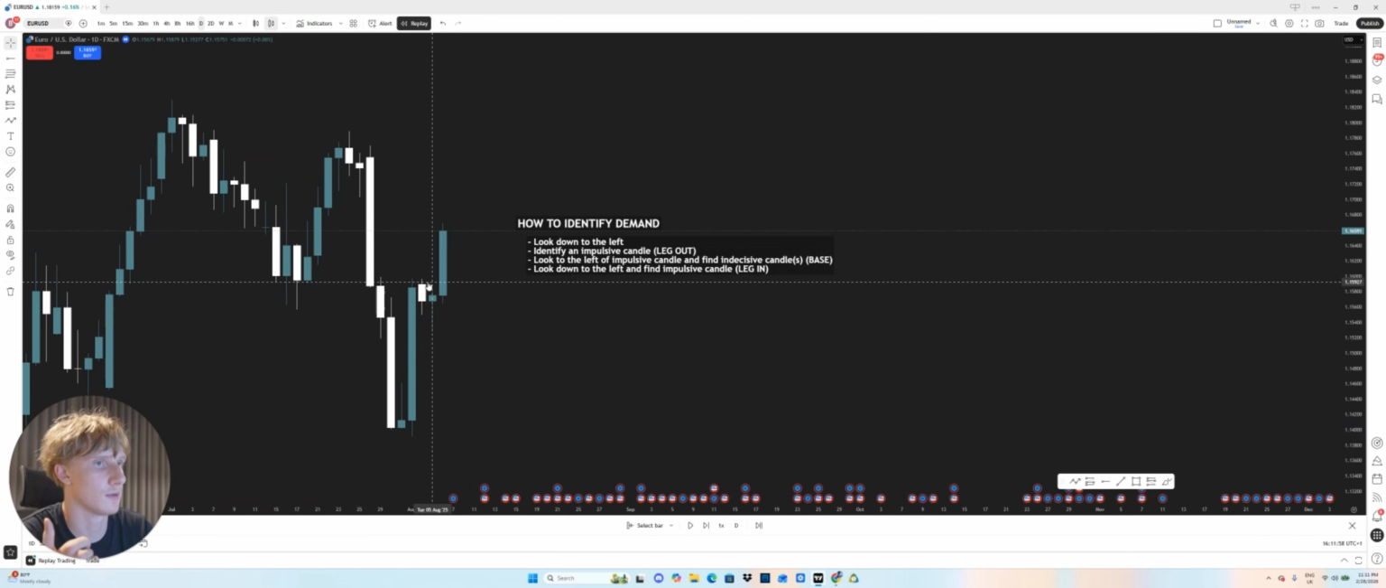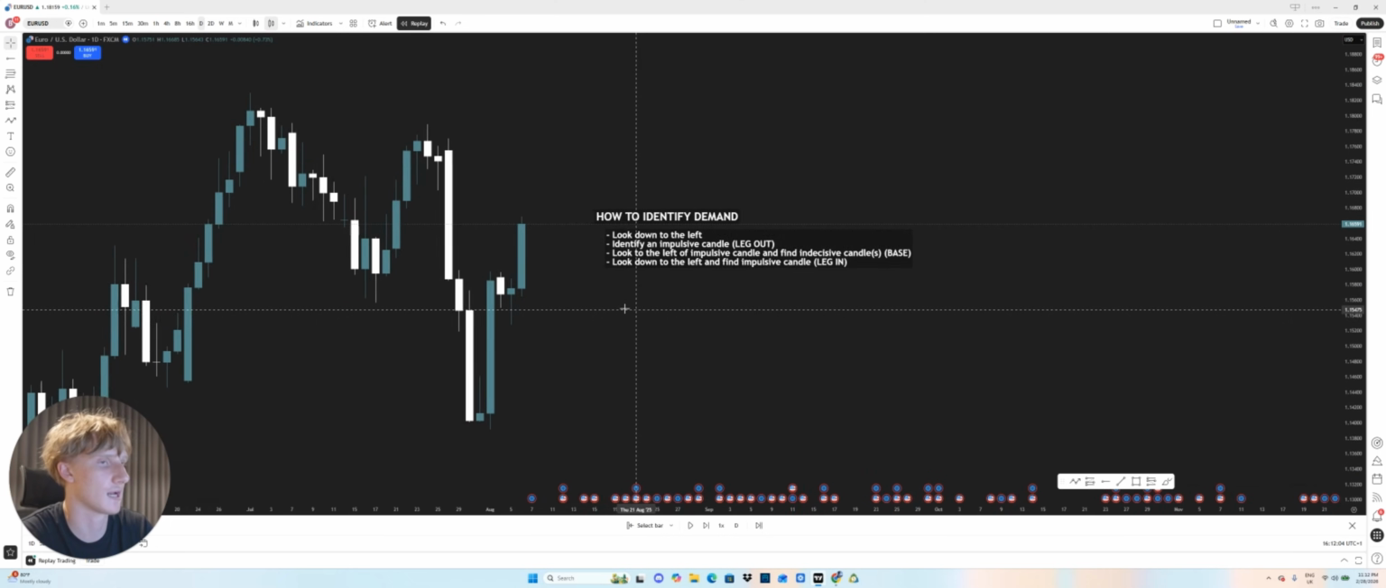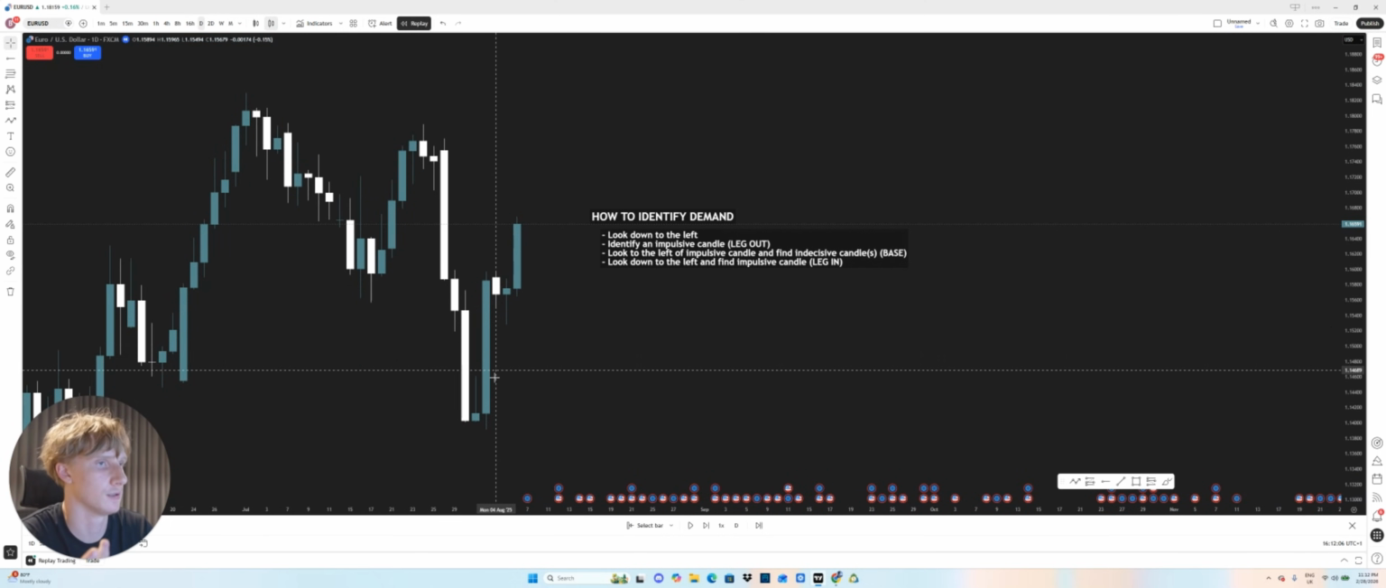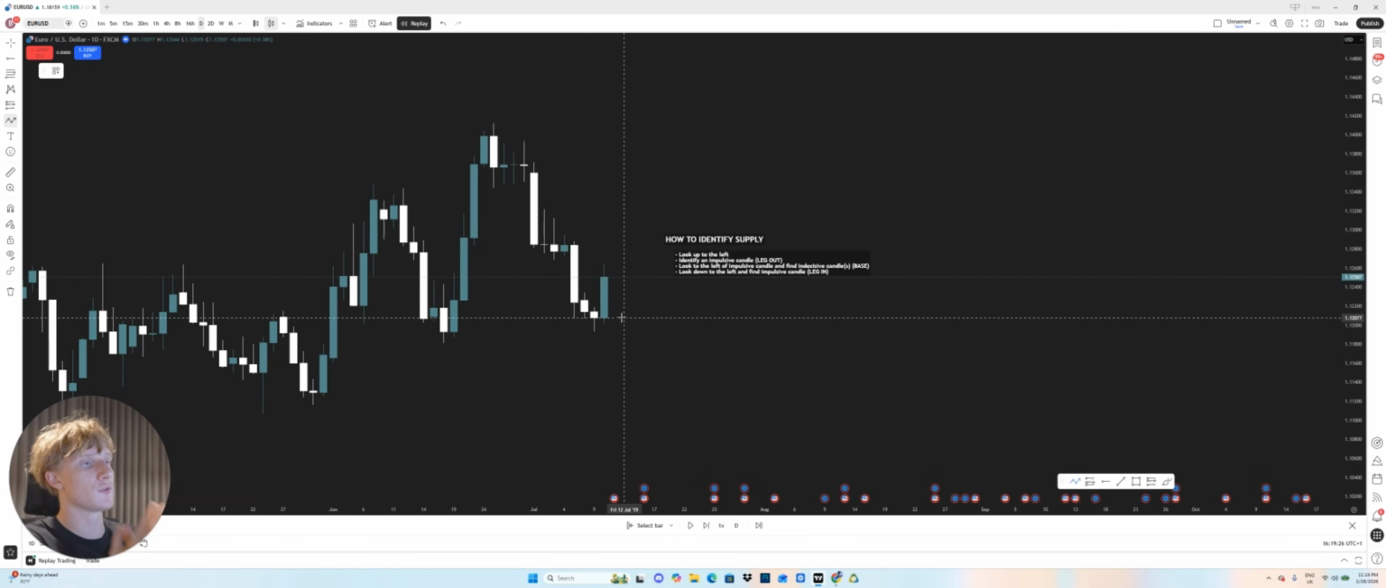Now, instead of looking above to the left, we are going to be looking below to the left to see that impulsive candle, which is going to be our leg in. So once again, leg in, indecisive candles, leg out. So although it's a slightly different formation, the steps to actually identifying it are the exact same. Okay, moving on to another supply formation.